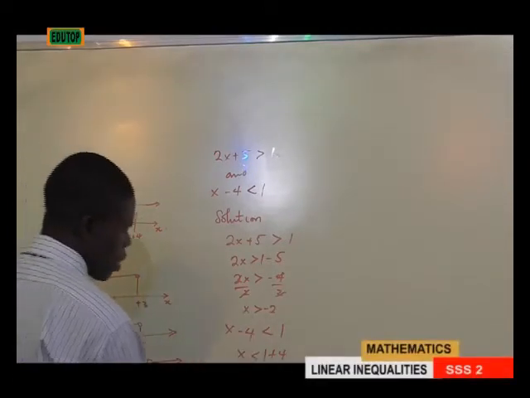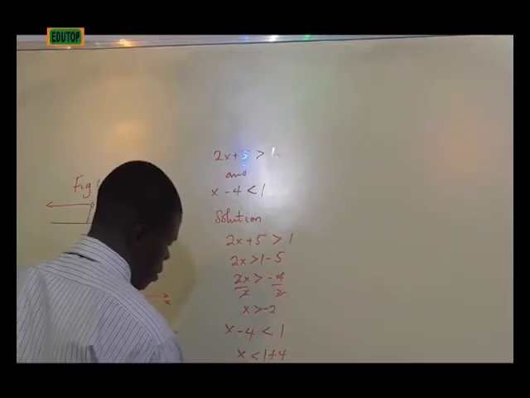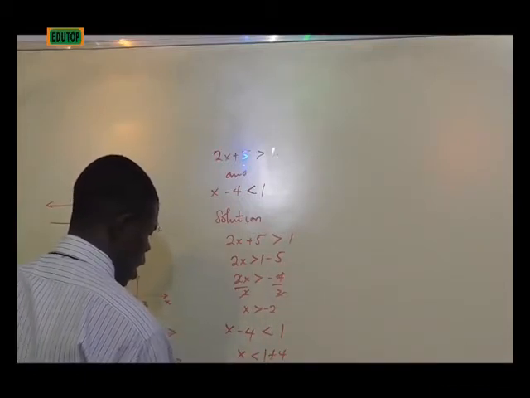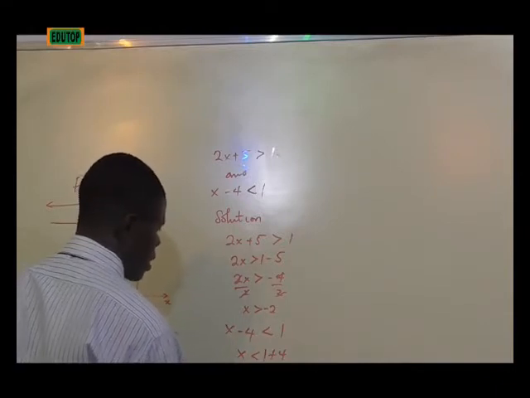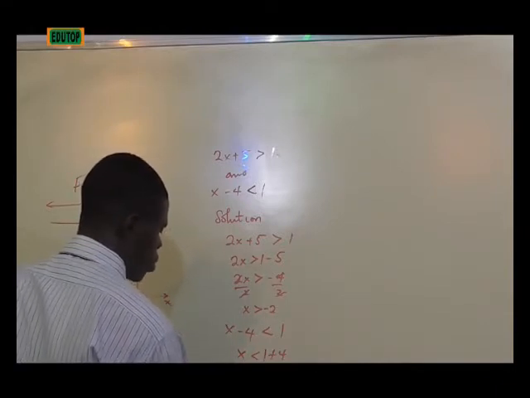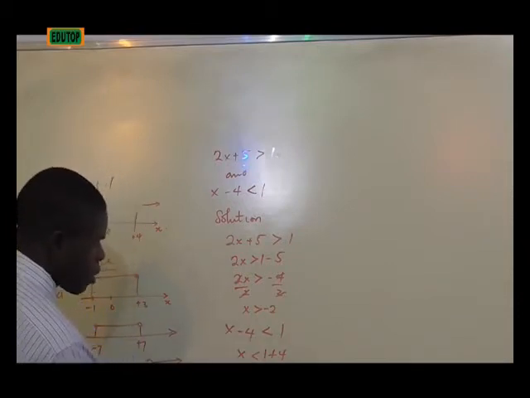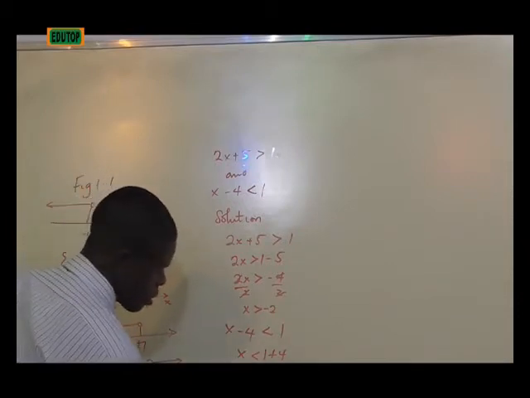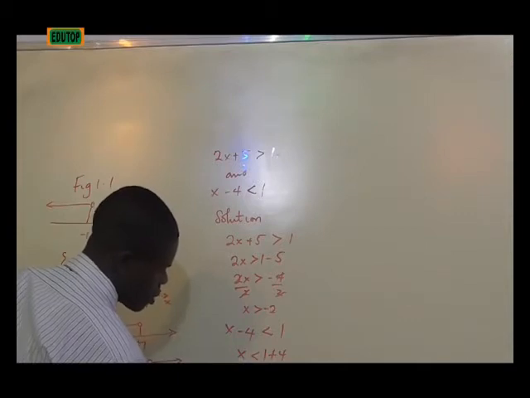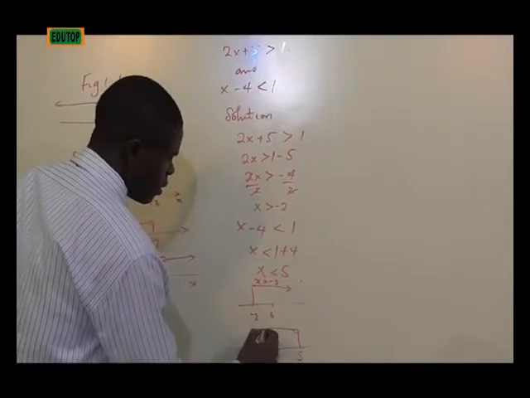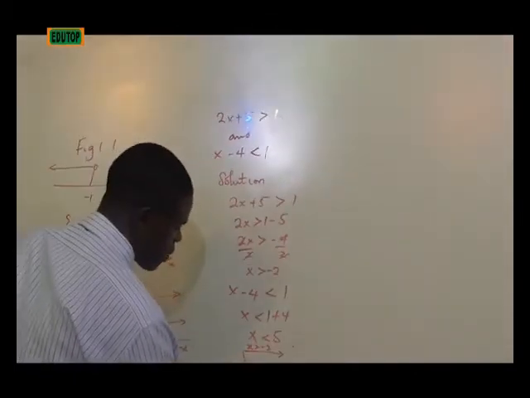The first case on the number line, this is our 0 region. This is our minus 2 region. We have our x is greater than minus 2. Then the second one, this is our 0 region. So this is our 5. Then x is less than 5. So we have it like this.